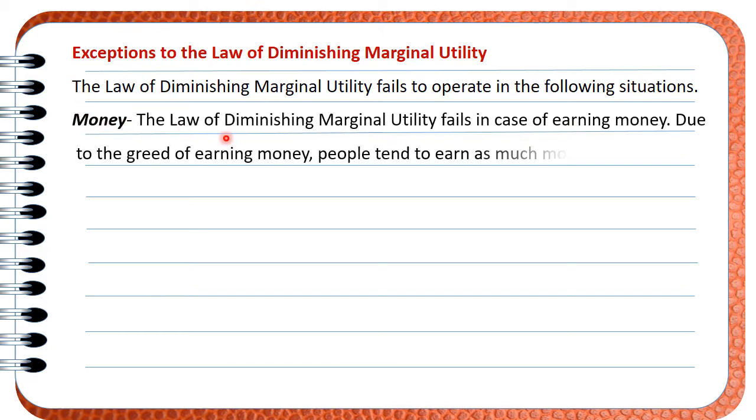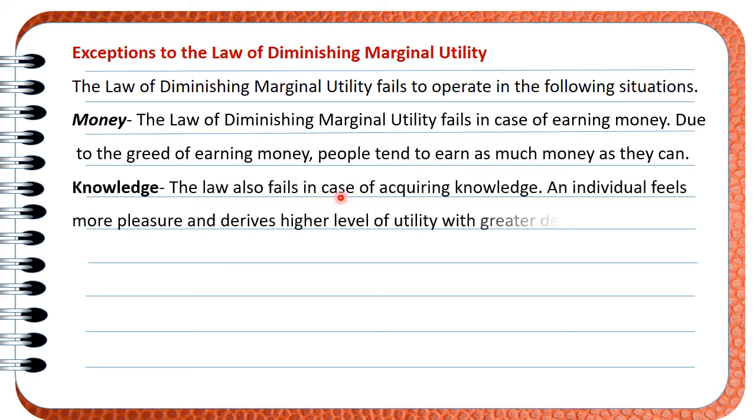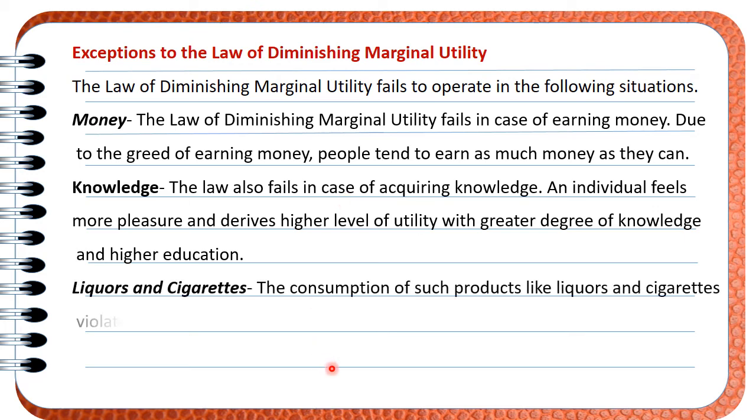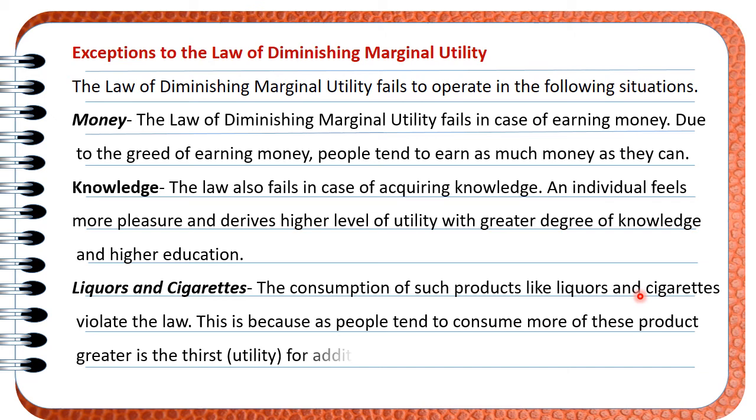First is money. The law of diminishing marginal utility fails in the case of earning money. Due to the greed of earning money, people tend to earn as much money as they can. Next is knowledge. The law also fails in the case of acquiring knowledge. An individual feels more and more pleasure when he acquires more and more education. So the law is not applicable. The consumption of products like liquor and cigarettes violates the law. This is because people always want to have more and more cigarettes.